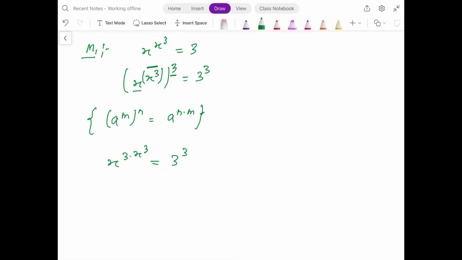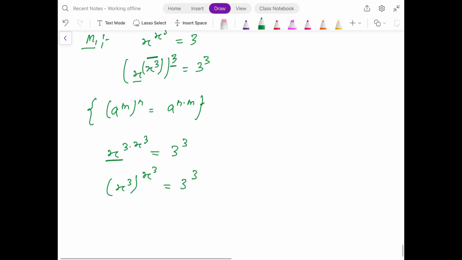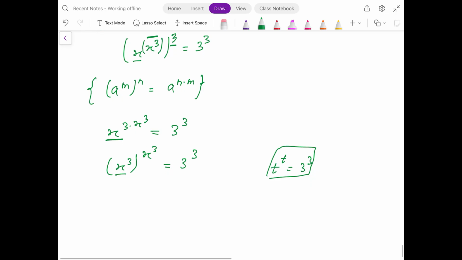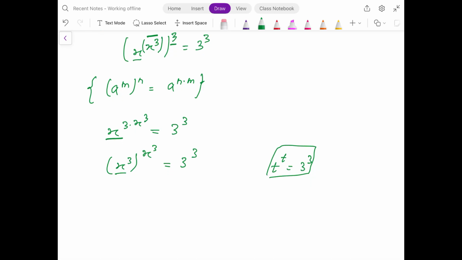Again, this will be collectively written as x to the power 3 whole to the power x to the power 3 is equal to 3 to the power 3. Now, if we consider x to the power 3 as t, it is written like t to the power t is equal to 3 to the power 3, and this is possible if and only if t is equal to 3, which implies that x to the power 3 is equal to 3.